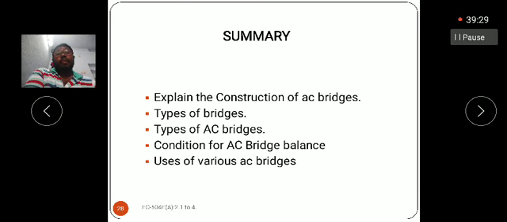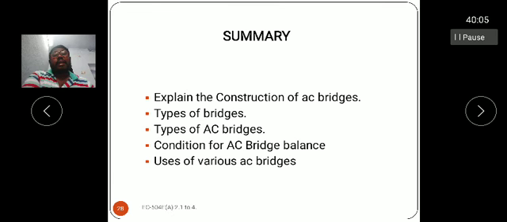Based on the opposite arms of the impedances being equal, we finally derive the bridge balance condition: Z1 into Z4 is equal to Z2 into Z3, as well as the phase angles of the bridge circuit, θ1 plus θ4 is equal to θ2 plus θ3. That is the condition for the AC bridge to be balanced.